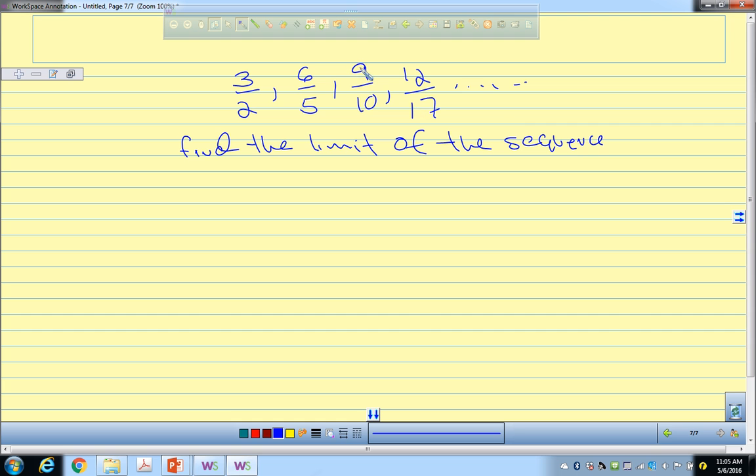Recursive, meaning it depends on the previous term? What do you mean recursive? Does that matter? Yeah, it matters. You have to figure out what the formula is. And this one's kind of tricky to figure out the formula.